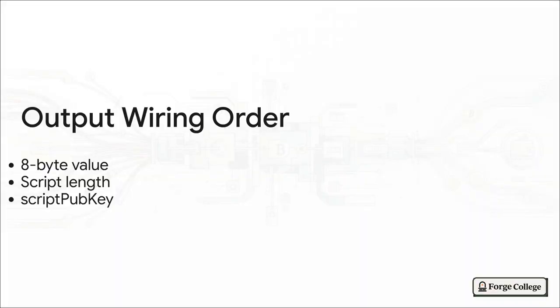Let's look at the final output wiring. You'll notice it's actually a bit simpler than the input. We start with that 8-byte value representing our satoshis, then a varint telling us the script length, and finally, the scriptPubKey. This scriptPubKey is the locking script. We are quite literally taking the satoshis and snapping a complex mathematical padlock right onto them, which dictates exactly what conditions must be met for someone to spend them next.